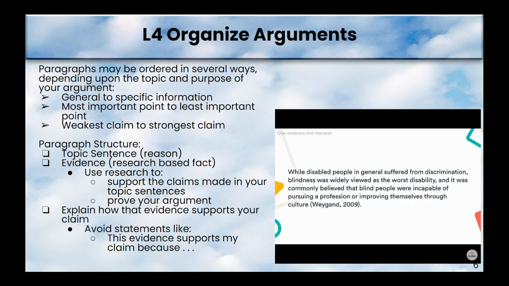In our example, we give evidence by paraphrasing from relevant sources. While disabled people in general suffer from discrimination, blindness was widely viewed as the worst disability, and it was commonly believed that blind people were incapable of pursuing a profession or improving themselves through culture.